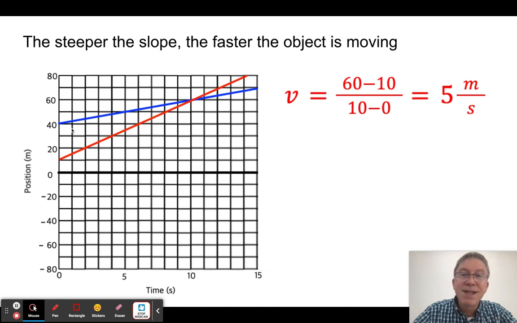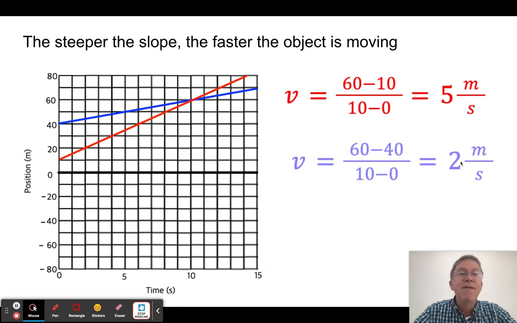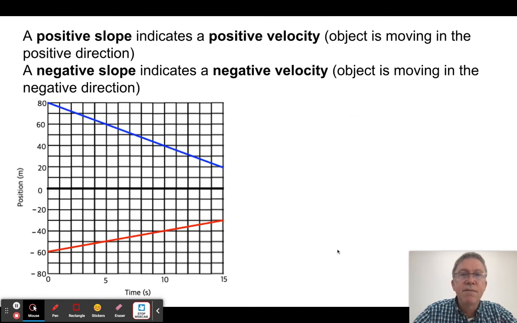Now, when I do this blue one, it's got a more gentle slope. It's not as steep, so that tells me it's going to be going slower. When I calculate this, I'm going to get a number that's less than 5. And in fact, the number I get is 2, because I'm going to go, again, from 0 to 10 seconds because I got a nice intersection here. I don't have to interpolate. So I would basically say final 60 minus initial 40 divided by 10 minus 0, and that gives me 2 meters per second. So, like I said, it's going to be a lower slope value.